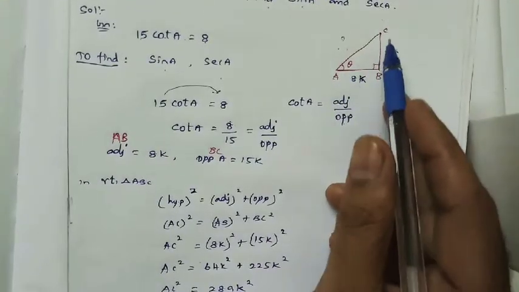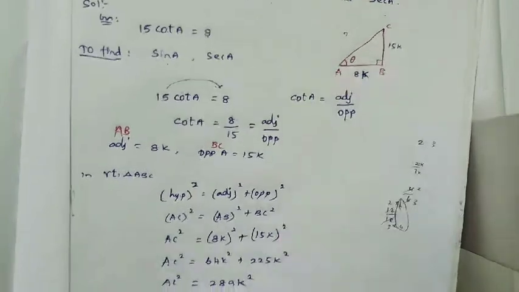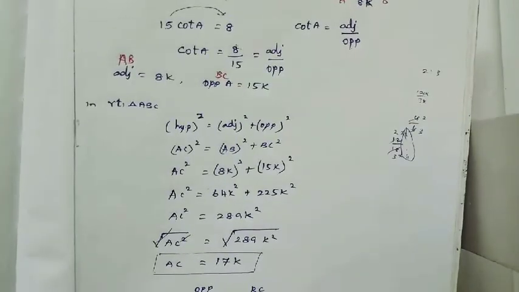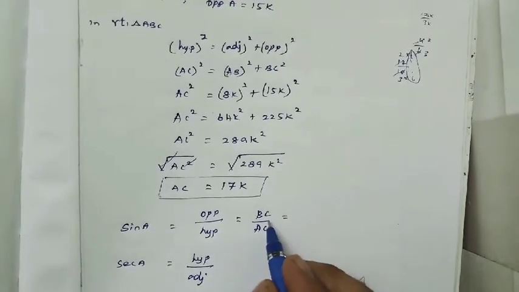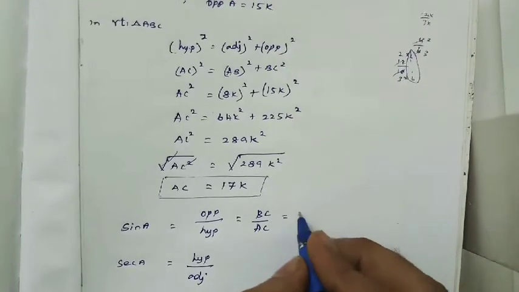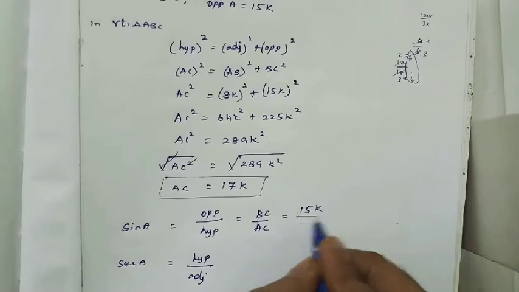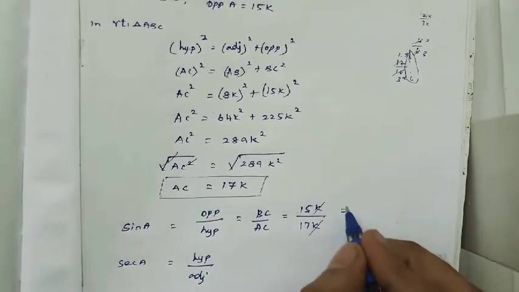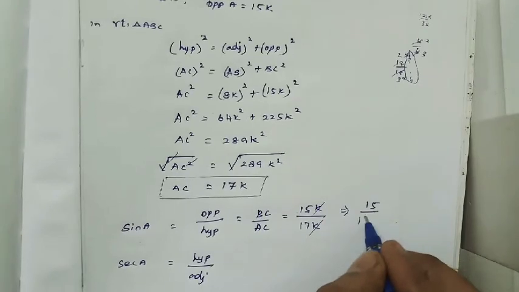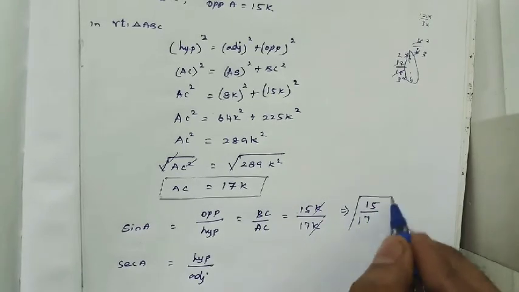So what is the opposite side for A? Opposite side for A is nothing but BC, and hypotenuse is nothing but AC. So BC divided by AC, it is equal to, right? What is the value of BC? BC is nothing but 15k divided by AC, which is 17k, right? K will get cancelled. So it is nothing but 15 divided by 17. 15 divided by 17.